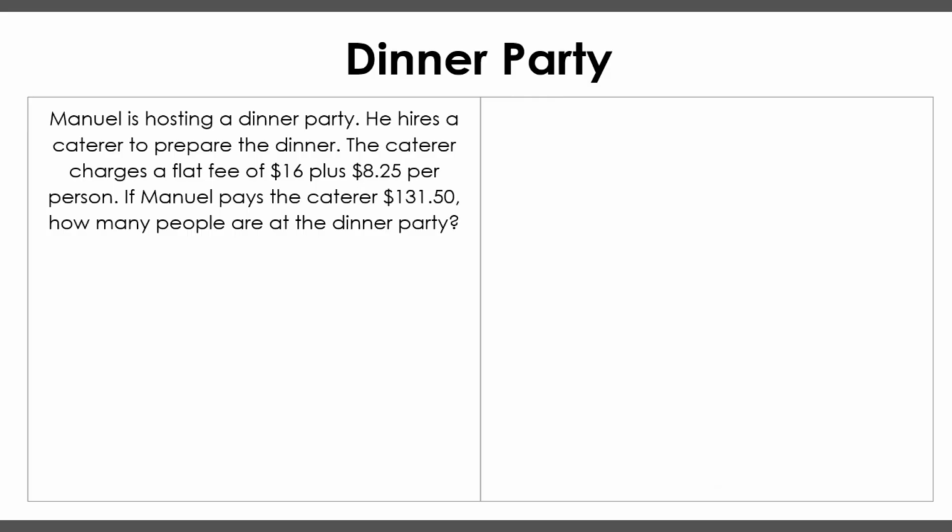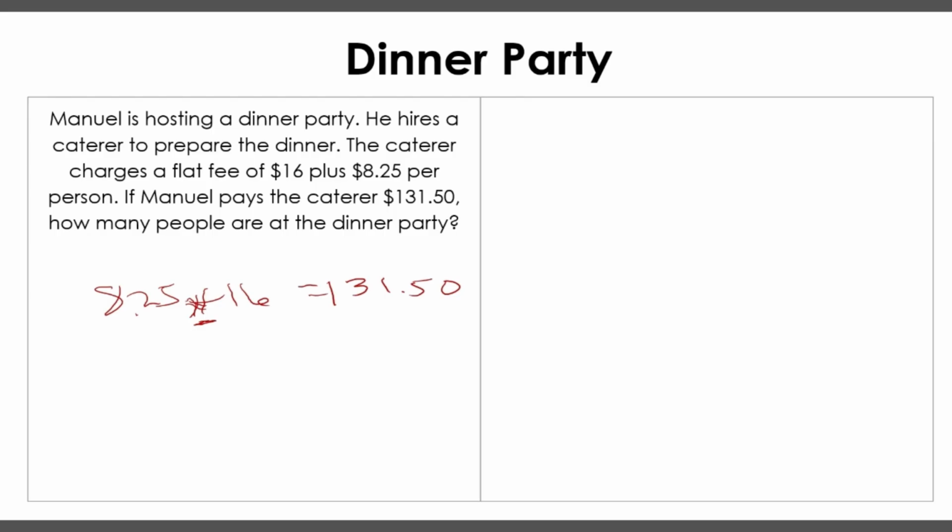Here's one in context. Manuel is hosting a dinner party. He hires a caterer to prepare the dinner. The caterer charged a flat fee of $16. So I know I'm going to add 16. I could put it in the front or in the second part of the equation, either one. And plus $8.25 per person. So 8.25, and we're going to call the number of people X. And we know it equals $131.50 because that's what he paid the caterer. We're looking for the number of people X that are at the dinner party.